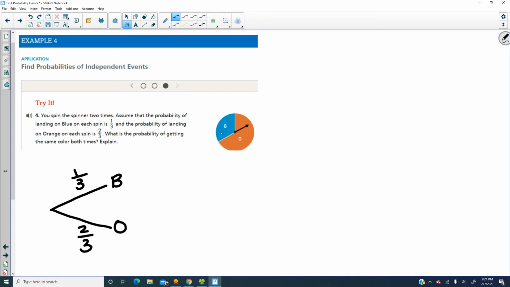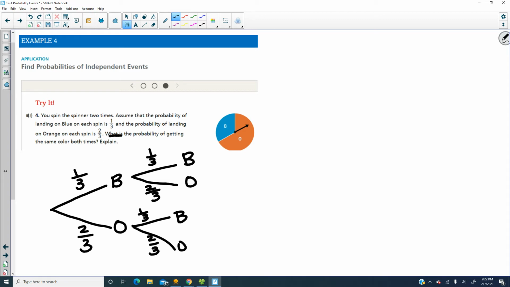Now, every time I spin the spinner, the areas of those regions are not going to change. So it looks like these are independent events here because these probabilities are still going to be the same. So 1/3 for blue, 2/3 for orange, blue, and orange. So 1/3 for blue, 2/3 chance for orange. All right, then it says, what's the probability of getting the same color both times?